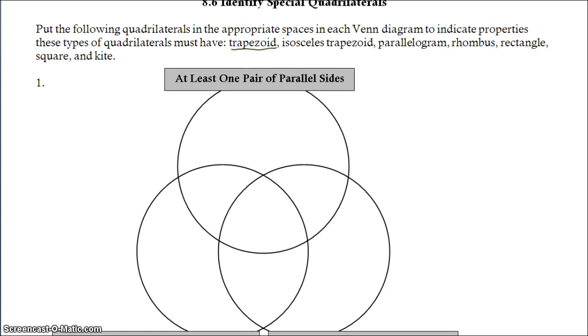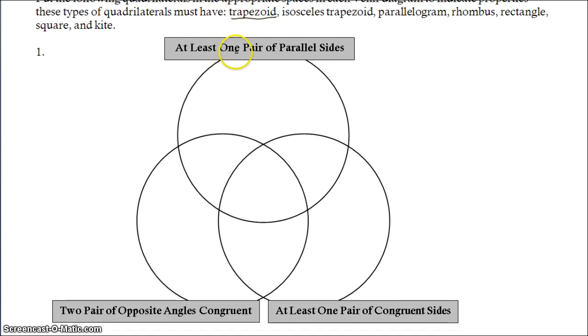If we look at a trapezoid, does a trapezoid have at least one pair of parallel sides? Yeah. Does it have two pair of opposite angles congruent? Well, no, not necessarily. It can, but if it does, it becomes something else. At least one pair of congruent sides. Well, no, a regular trapezoid doesn't have at least one pair of congruent sides. If it does, it's something else. So the trapezoid should go into this circle right here.